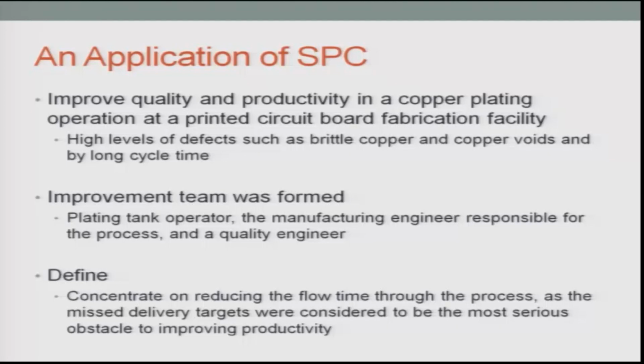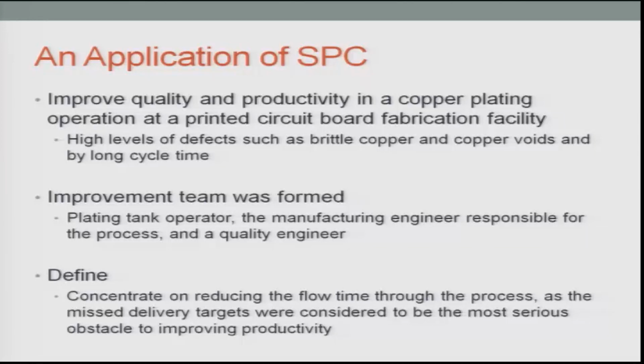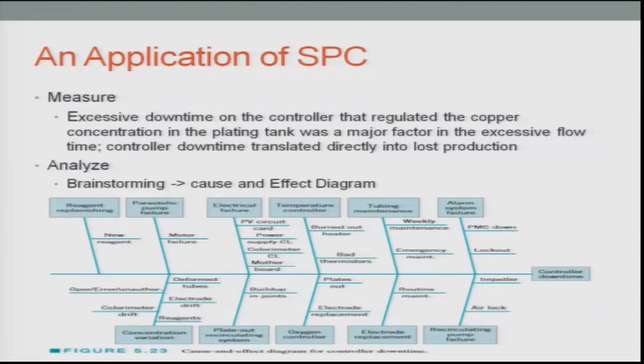So, the tank operator, the manufacturing engineer responsible for the process, and the quality engineers got together, brainstormed, found the cause and effect diagram, analyzed the problem, and then came up with a solution. They decided to concentrate on reducing the flow time through the process, as missed delivery targets were considered to be the most serious obstacle in improving the productivity of the whole working process of the example which you are considering. So, an application of statistical process control would be here you measure.